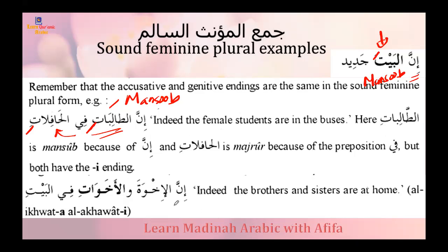Again, another word with innal ikhwata. Here, it's very easy to recognize that this is in mansub state because of the inna. This is a broken plural we talked about earlier. So here, indeed, the brothers and sisters. So and, wow, sisters is also mansub because of the inna. But again, it is an exception. So it is shown with the kasra here. Fil baiti. Fi is a preposition, and this is majroor because a preposition preceding this noun made it in majroor case.